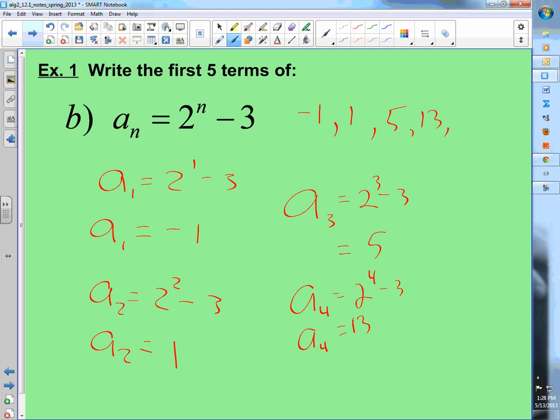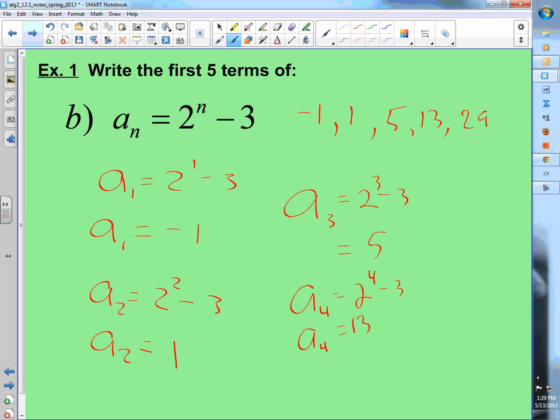Now, can you find a pattern? Yeah, I bet you could find a pattern somewhere in there. And that pattern is going to have to do with powers of 2. You added 2, then you added 4, then you added 8. What do you think you're going to be adding next? 16. So you're probably going to get 29.